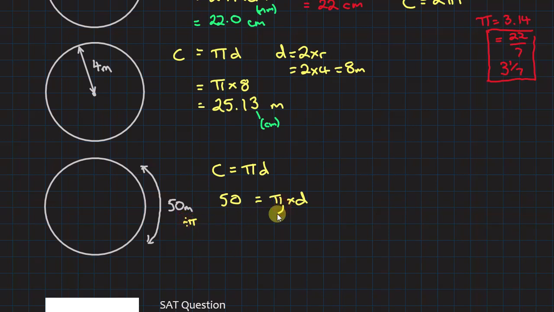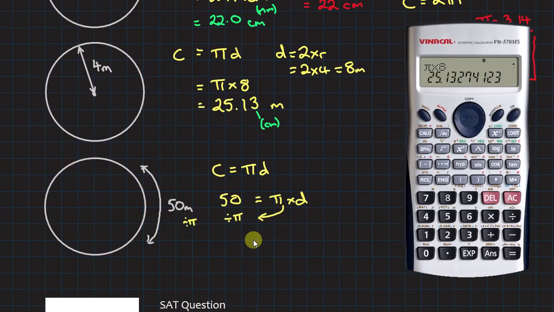We'll take the pi across to the other side. This pi times becomes a divide by pi. So I'm going to put that into my calculator: 50 divided by pi. And I've got to do shift and exp. And that gives me 15.9.